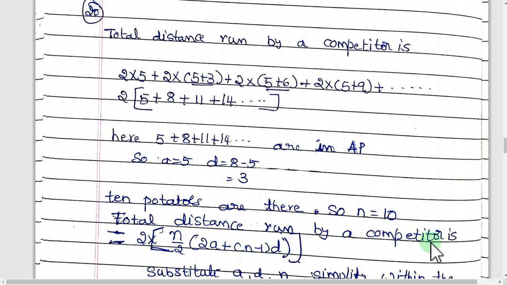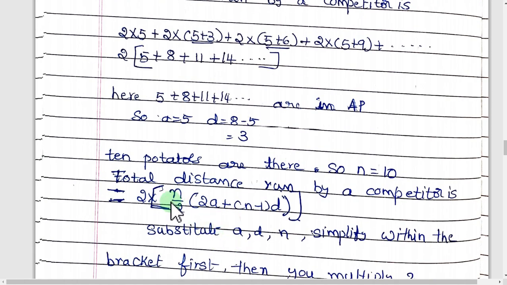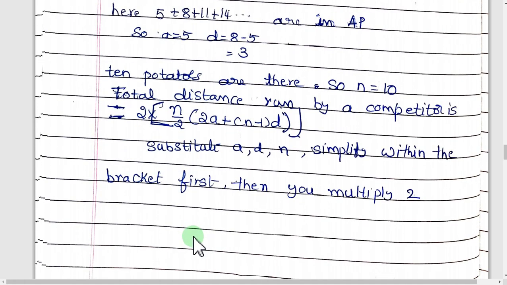So the total distance run by the competitor is 2 into, now total distance means the sum of these terms. Sum of the terms means here we have to use the sum formula. So n by 2, 2a plus n minus 1 into d. Substitute the values of a, d and n in this. Simplify this completely, and then for the answer you multiply by 2. Then you will get the total distance travelled, the total distance run by the competitor.